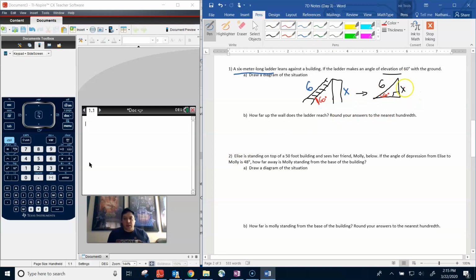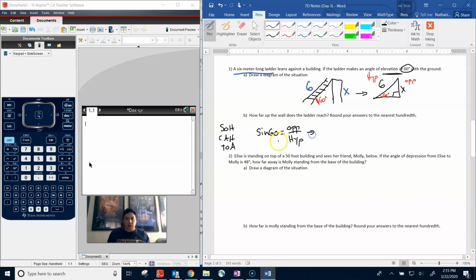First things first is label. Well, they gave us this x, which is your opposite, and this 6, which is your hypotenuse. And if you forgot, write out SOHCAHTOA. So obviously if we use opposite and hypotenuse, that's a sine equation. So it will be sine of how many degrees are we working with? 60. Why am I saying 60? Because it said it was a 60-degree angle of elevation. Sine of 60 equals the opposite over the hypotenuse.